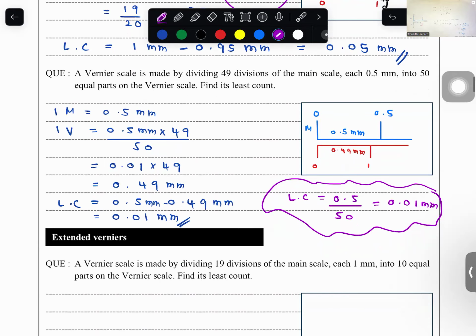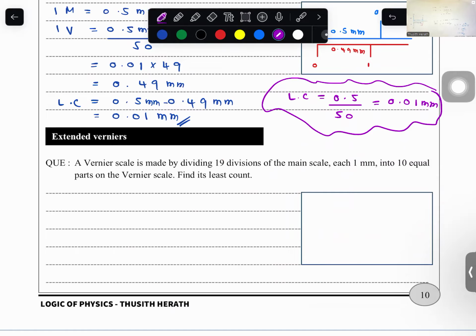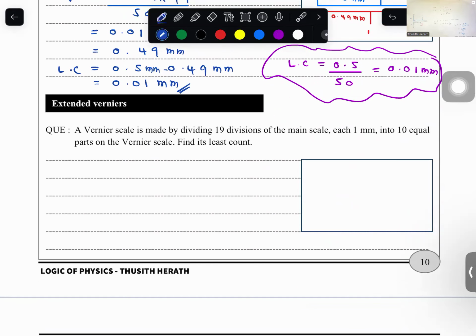Let's go to the next part, extended verniers. Without discussing much more about the topic, let's work out the question, and then you will figure out what extended verniers means. Here, a vernier scale division is made by dividing 19 divisions of the main scale, each 1 millimeter, into 10 equal parts, right? The length of one vernier division is 1.9 millimeters.